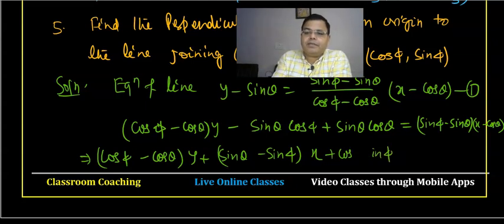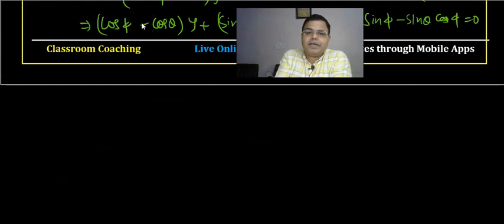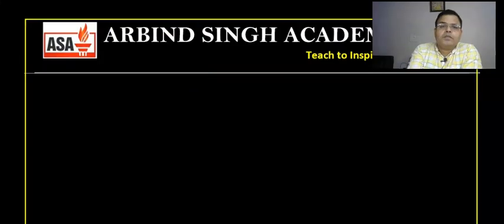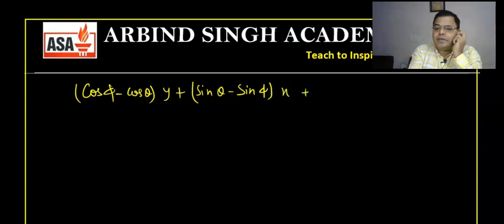This is theta and phi. Let me write that as a difference: cos theta sine phi minus sine theta cos phi is equal to 0. Now this is of the form sine A cos B minus cos A sine B, like this. So that is sine (phi minus theta). So the equation of the line is (cos phi minus cos theta) y plus (sine theta minus sine phi) x plus sine (phi minus theta) equal to 0.